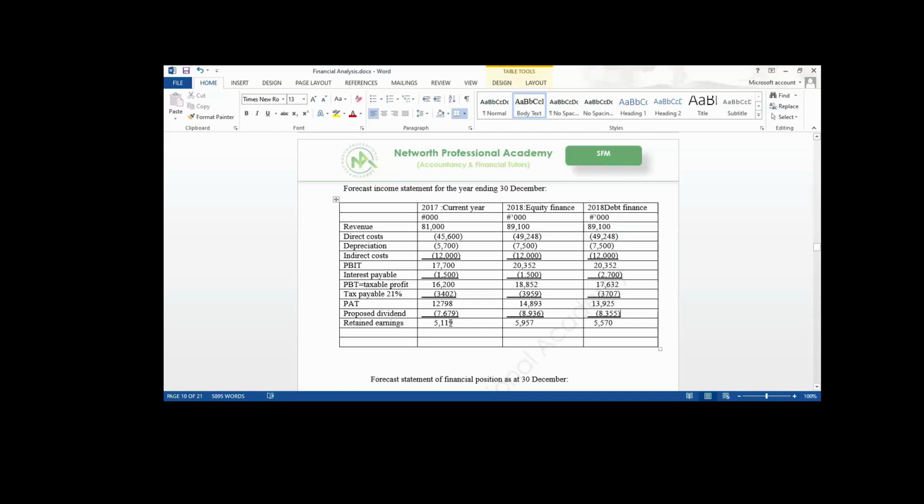The examiner says dividend will be paid a year after the profit is earned. That means dividend for 2017 will be paid in 2018. Dividend for 2018 will be paid in 2019. You can now get your retained earnings. Profit after tax minus proposed dividends. That will give you your retained earnings.